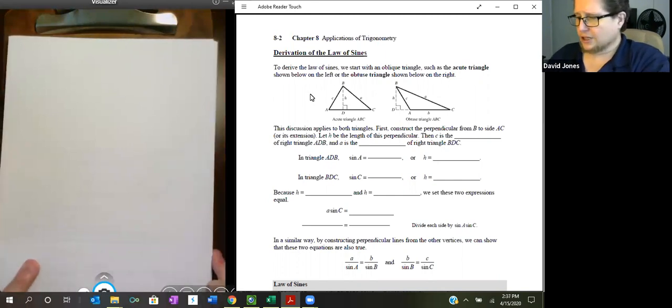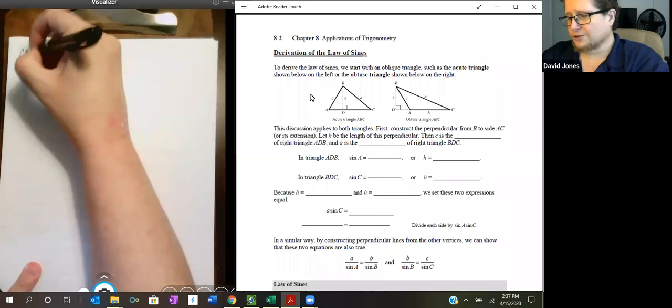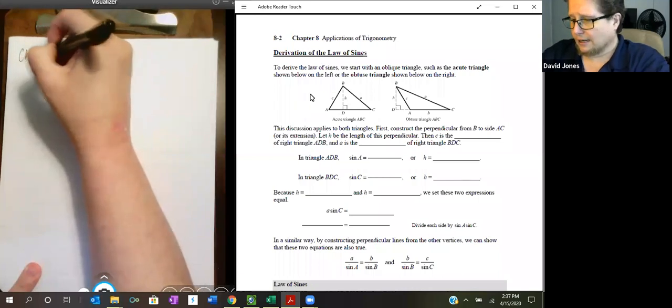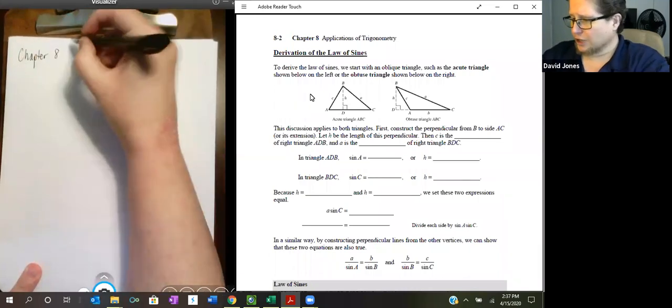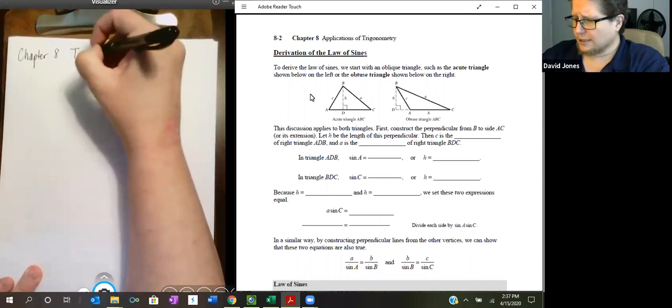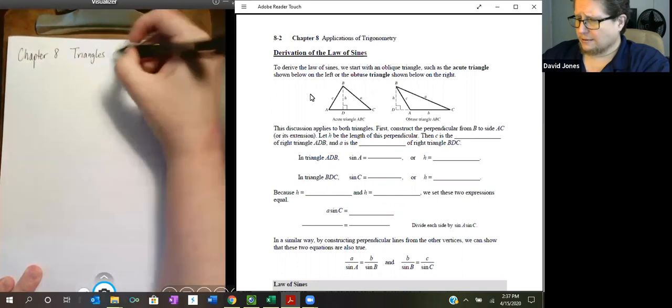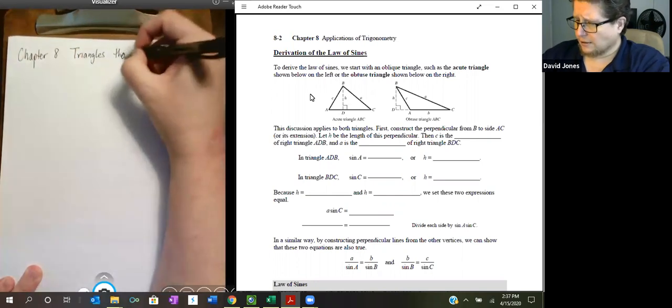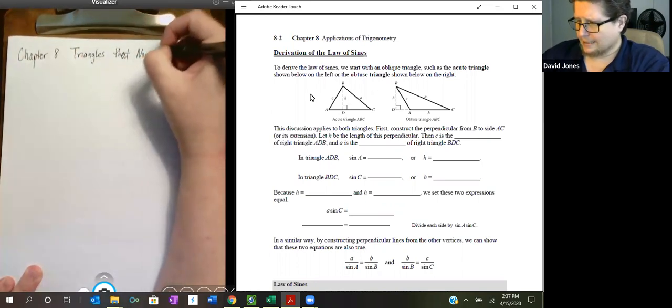Chapter 8 is on non-right triangles. This is trigonometry, and we're doing chapter 8. This is our last chapter, I believe. Chapter 8: triangles that are non-right.